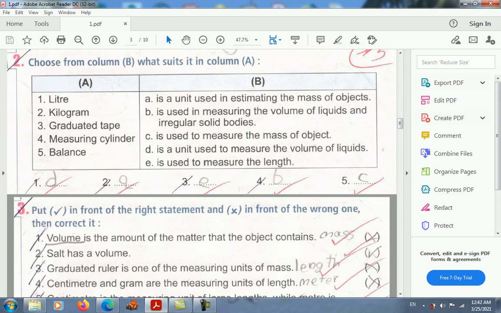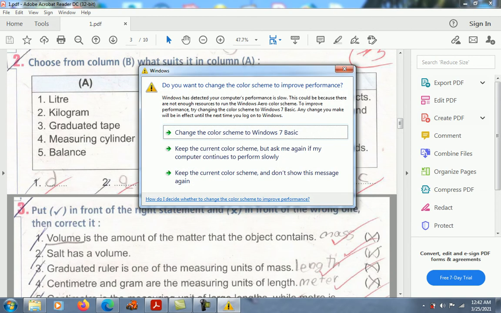Two, choose from column B what suits it in column A. It's like the definitions. So number 1, liter, it goes with letter D. Liter is a unit used to measure the volume of liquids. Number 2, kilogram, which one shall it go with?